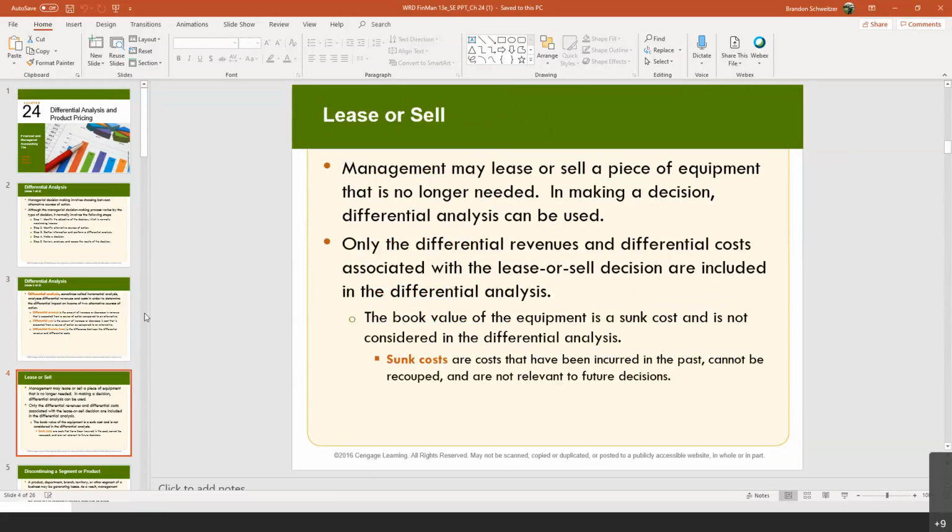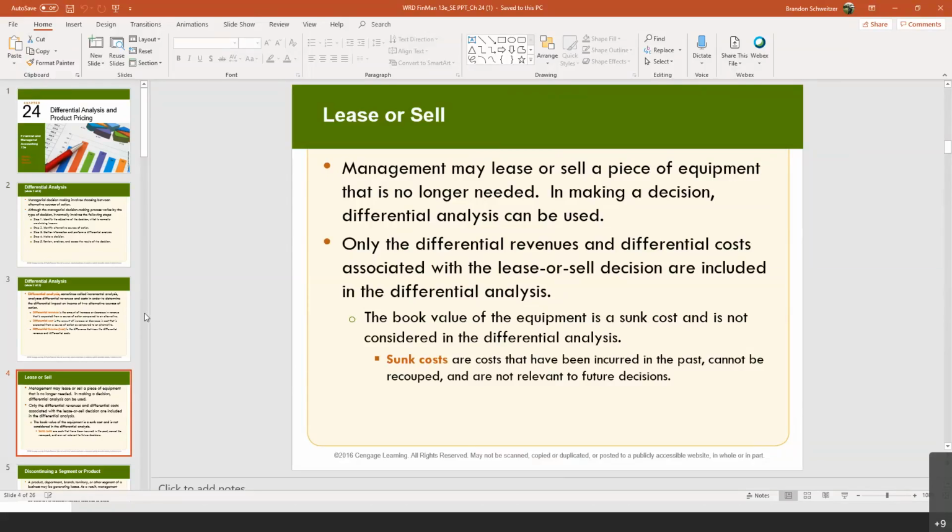There are a couple of decisions in management that we need to make when we're looking at our potential sale or potential cost. One of those is the famous lease or sell decision. This is where management needs to decide to either lease or sell a piece of equipment that is no longer needed. In making a decision, we can use differential analysis. Only the difference in revenue and difference in cost are associated with the lease or sell decision. So we look at the book value of the equipment as a sunk cost, and we don't consider this in the differential analysis.